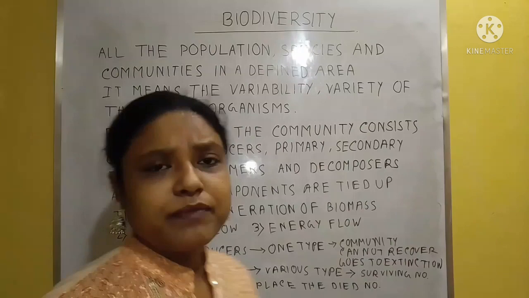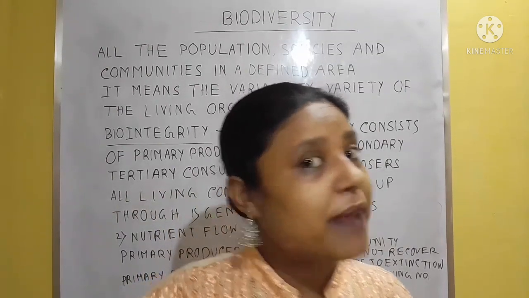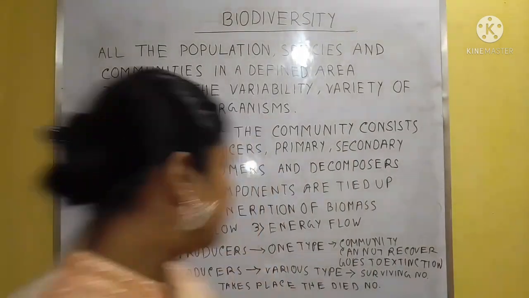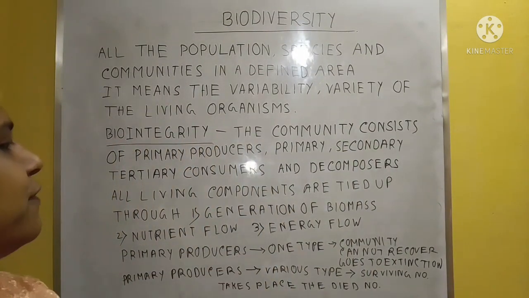Generation of biomass means when the number of primary producers increases, the number of all the other species that are directly or indirectly dependent on the primary producers will also increase. Okay. This is called the biomass. Clear? Second one, the nutrient flow.